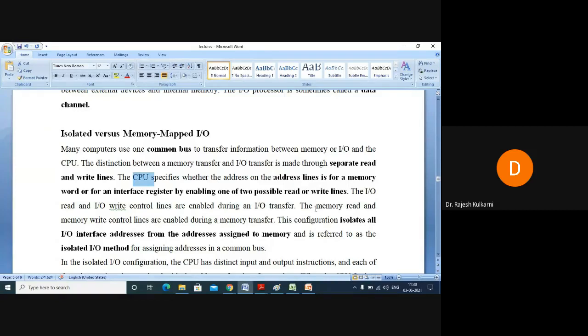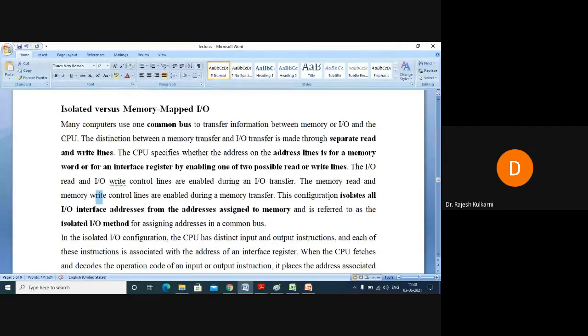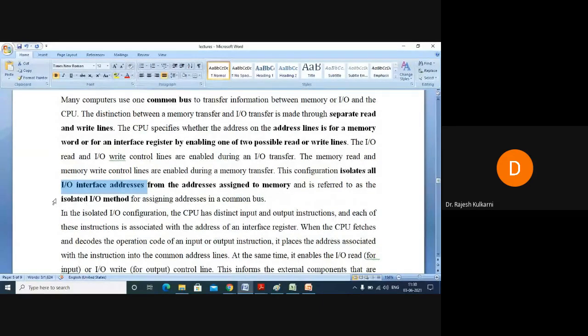Now, whenever I want memory transfers like read and write to and from memory, the memory read and the memory write lines are enabled. In such a case, all the IO interface addresses are isolated from the addresses assigned to the memory. This is called the isolated IO method.